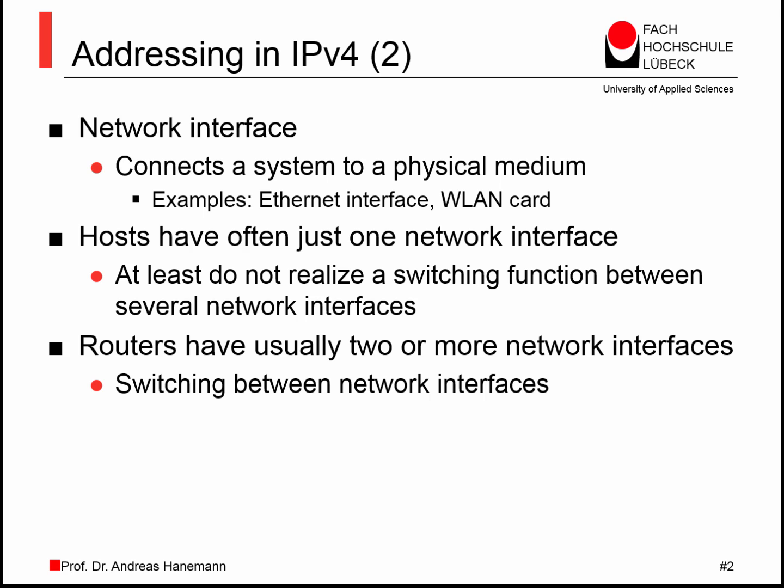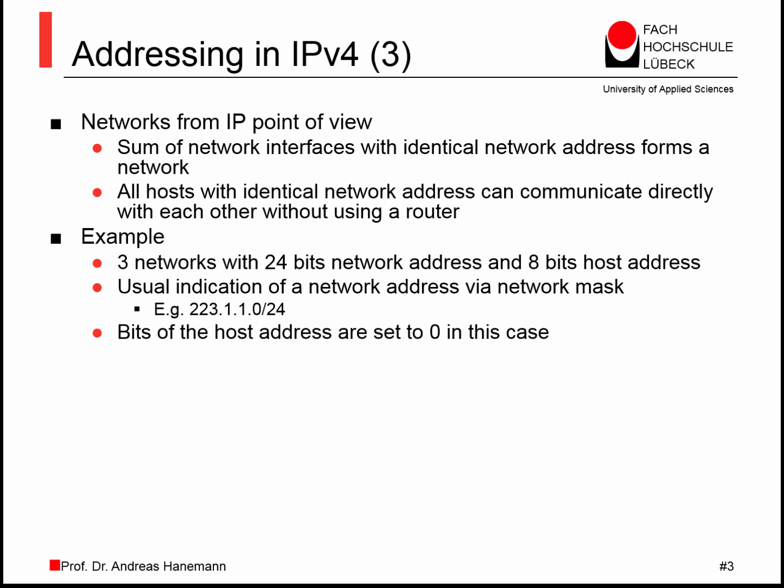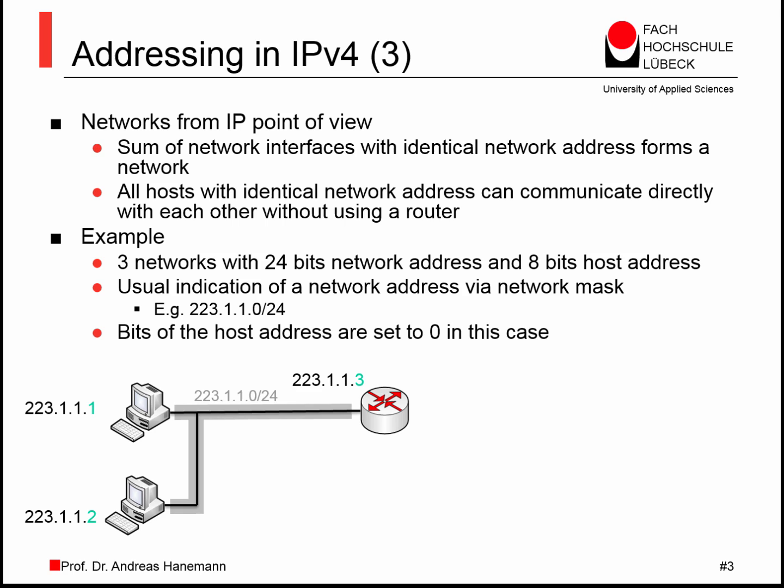In contrast, routers relay traffic. A router has several interfaces and forwards an IP packet that it receives on one interface to an appropriate other interface. In the context of the Internet Protocol, the term network has a special meaning. All interfaces that have IP addresses with an identical network part belong to the same network.